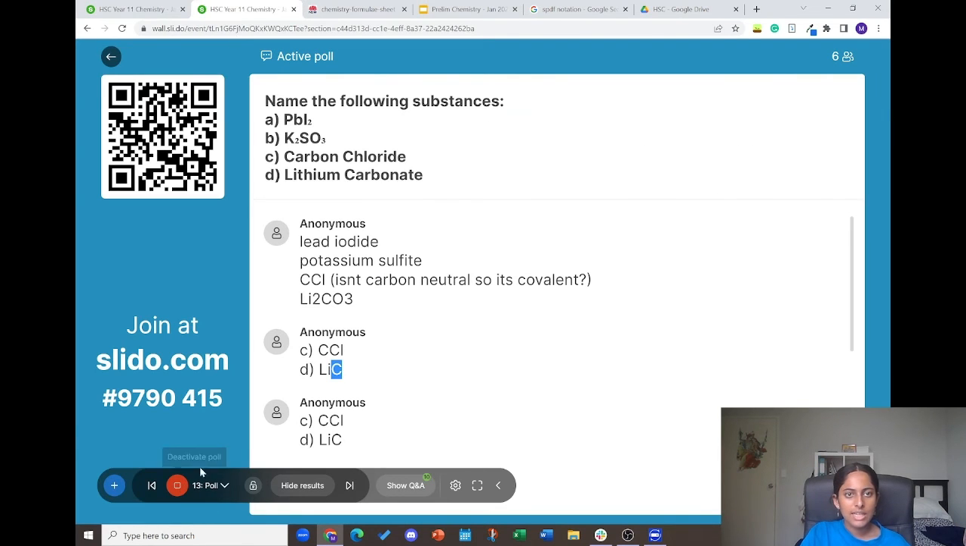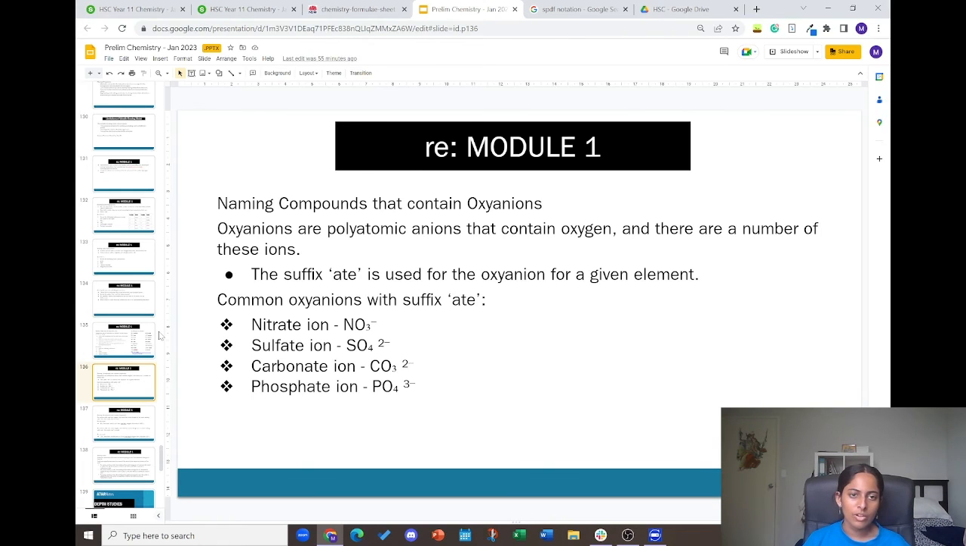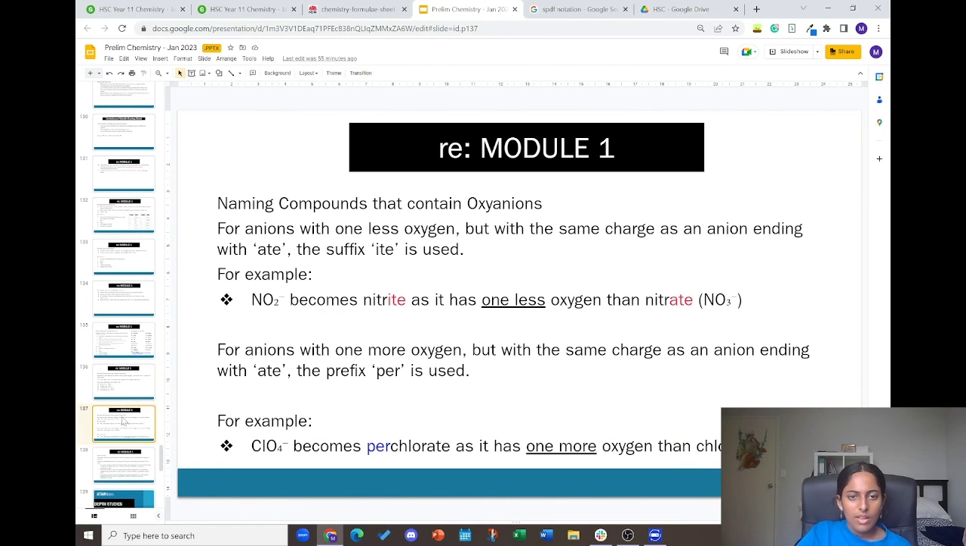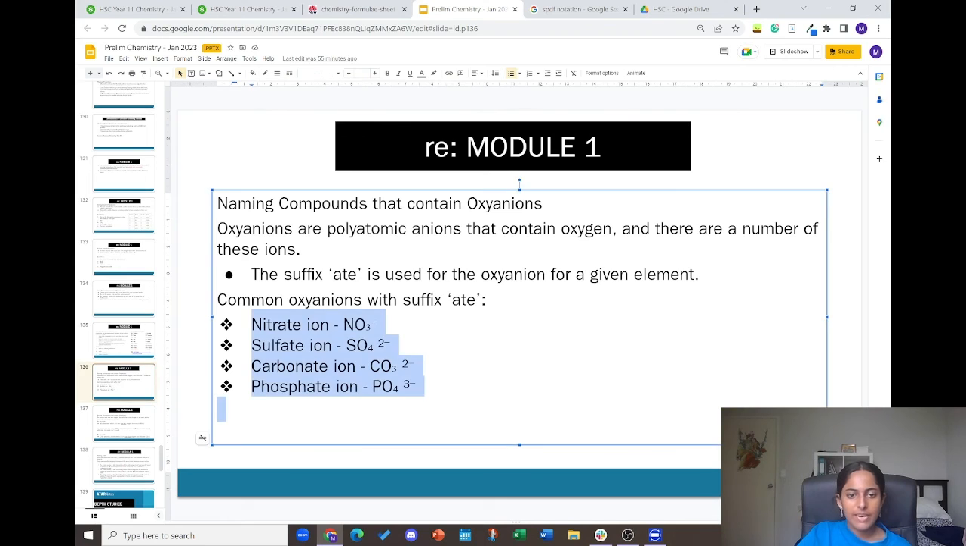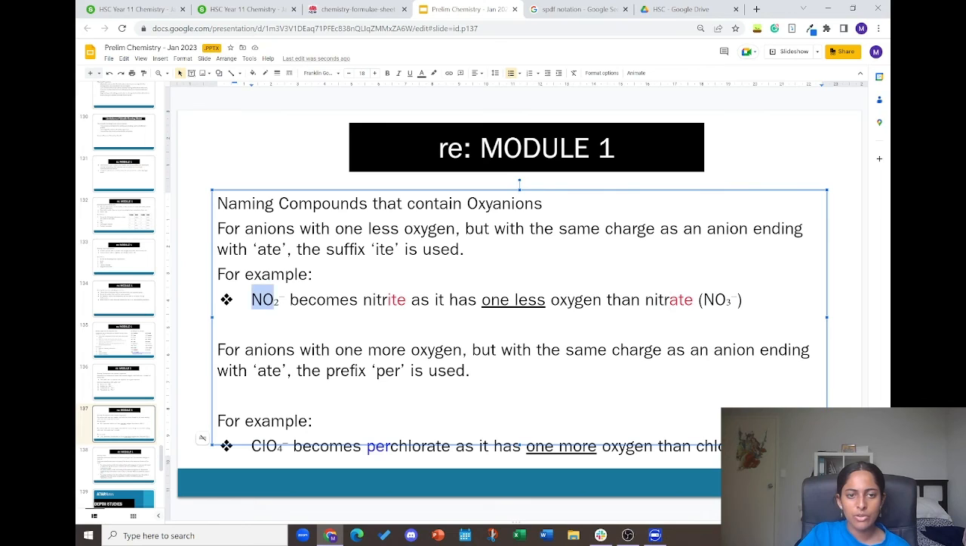All right, so I'm just gonna close that tab. Moving on, sometimes you may also have compounds that contain oxyanions, and these are anions that pretty much contain oxygen, and you use the suffix ATE. So for something like sulfate, it's SO4, for nitrate, it's NO3, etc. If you have one less oxygen, something like nitrate with NO3, if it becomes NO2, it becomes nitrite. So you change the suffix to ITE.